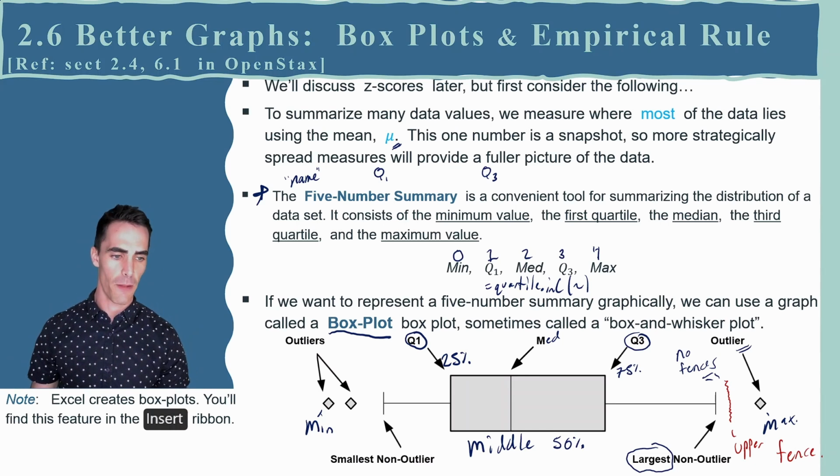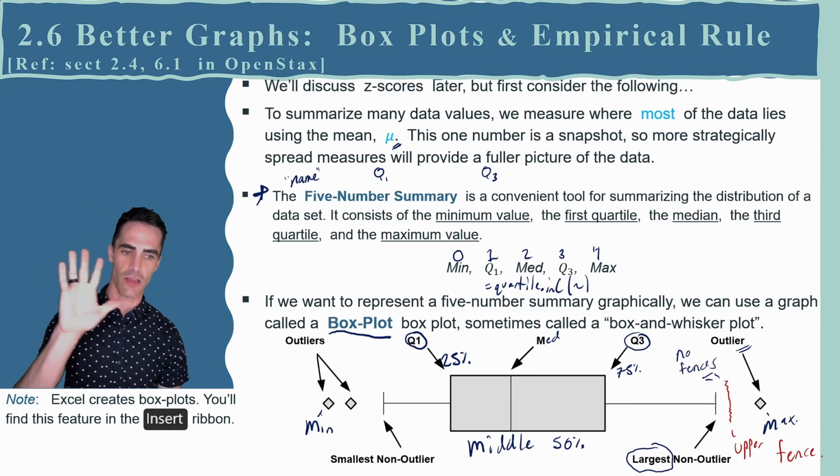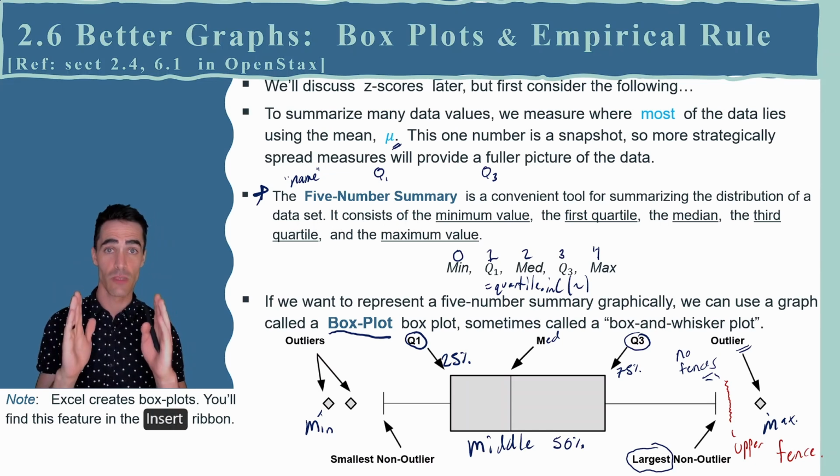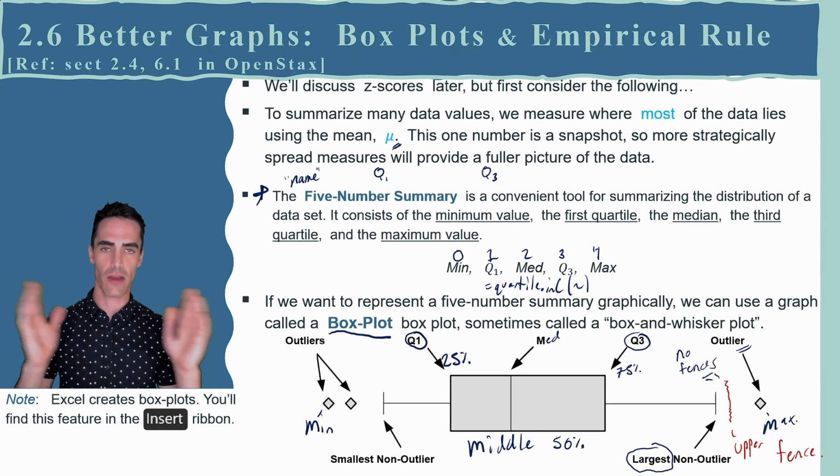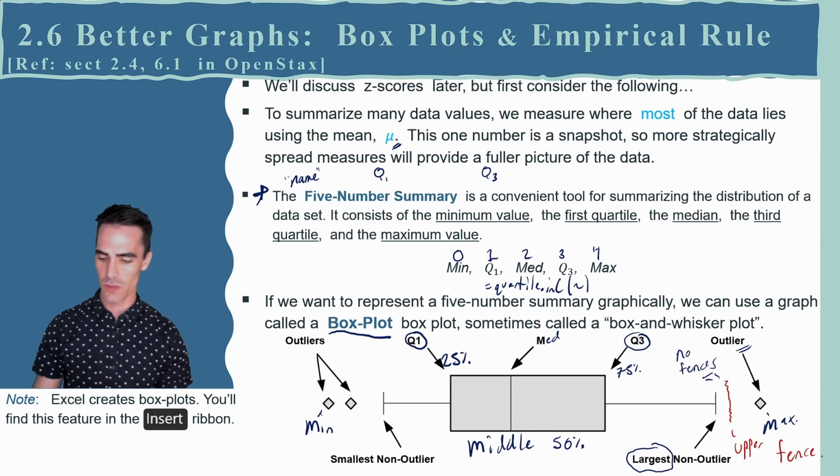And so this is the box plot and what it shows. Again, the big characteristics are the 5-number summary. The box holds the middle 50%. And of course, outliers are just outside the fences. We'll do some examples here in a minute.